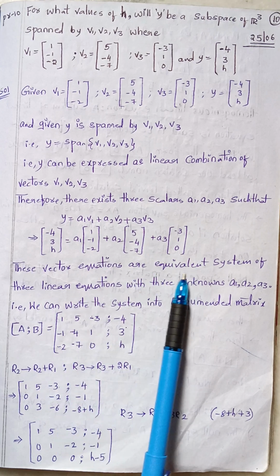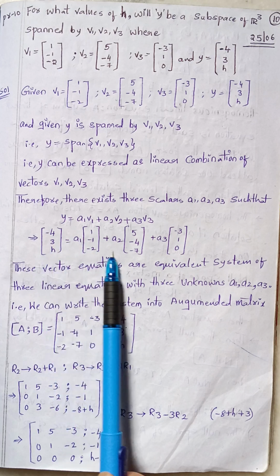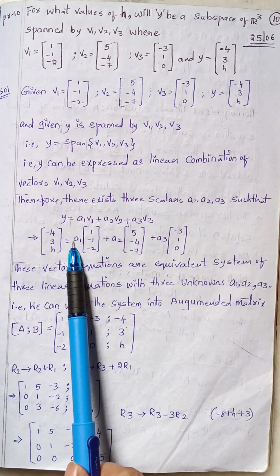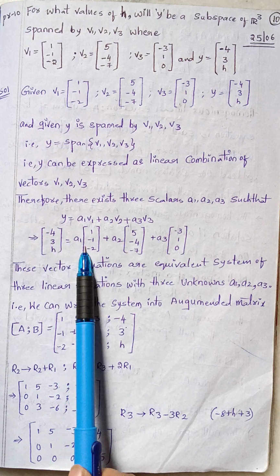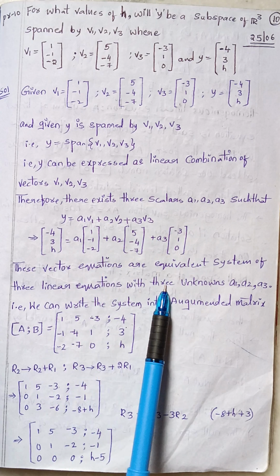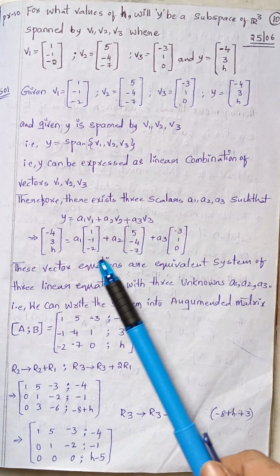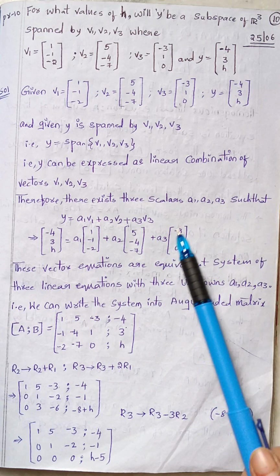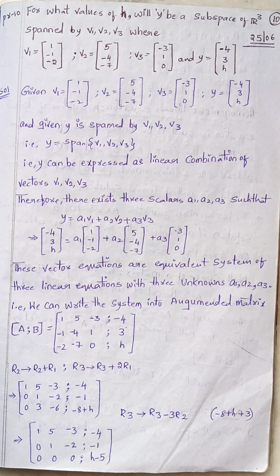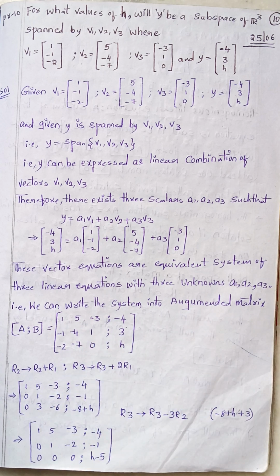Now this is nothing but a system of linear equations with three unknowns, isn't it? When you write it in equation form, it will be a1 plus 5a2 minus 3a3 equals minus 4. Like that we have three equations with three unknowns. How can we solve them? Simply by solving the equations, that is one method, and another is converting into augmented matrix form and doing the row operations.